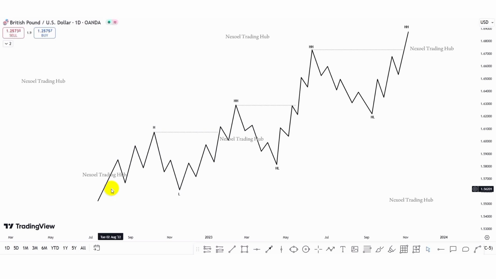That's against the bearish structure. That's a temporal reversal, a short-term price move. It's not the long-term price move.